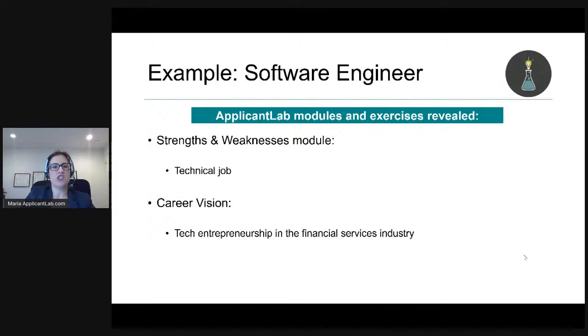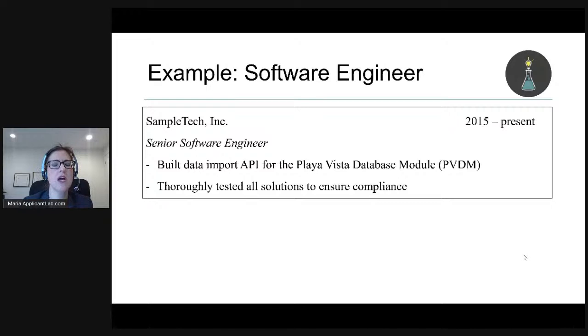So let's say that she is a software engineer. She wants to one day start her own fintech company. And why does she need the MBA? Well, she needs to learn some startup skills and fundraising skills and all that jazz. So let's pretend that this is her initial, like sort of the top part of her resume for her current job. So she works for Sample Tech Inc. She's worked there since 2015. She's a senior software engineer. And let's look at these 2 bullet points on her original job hunting resume.